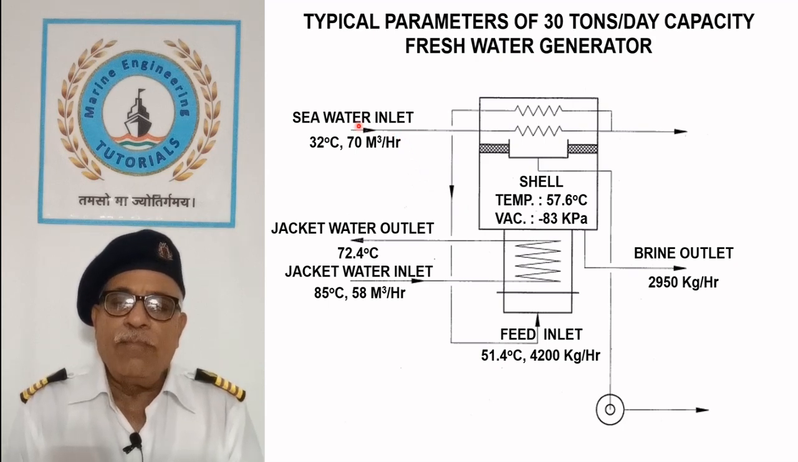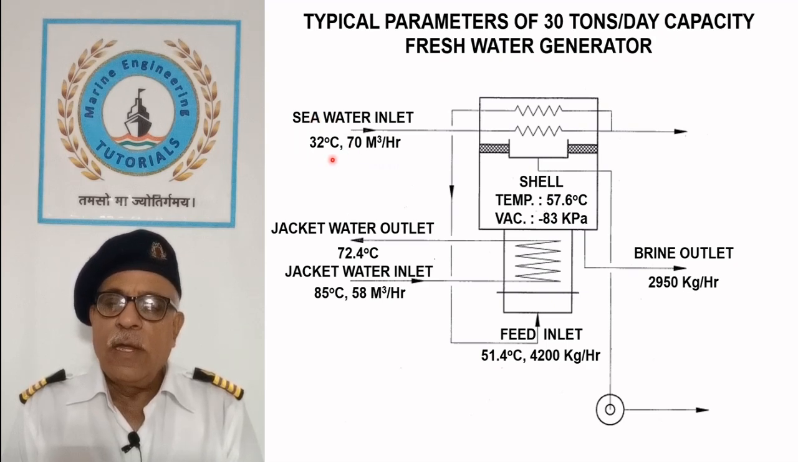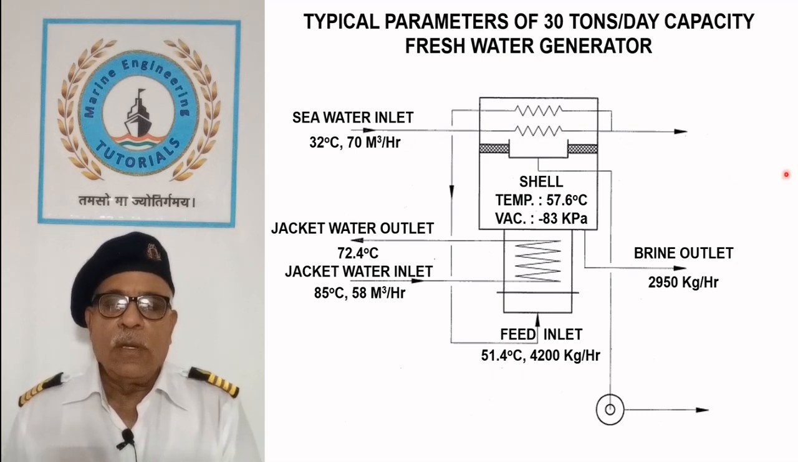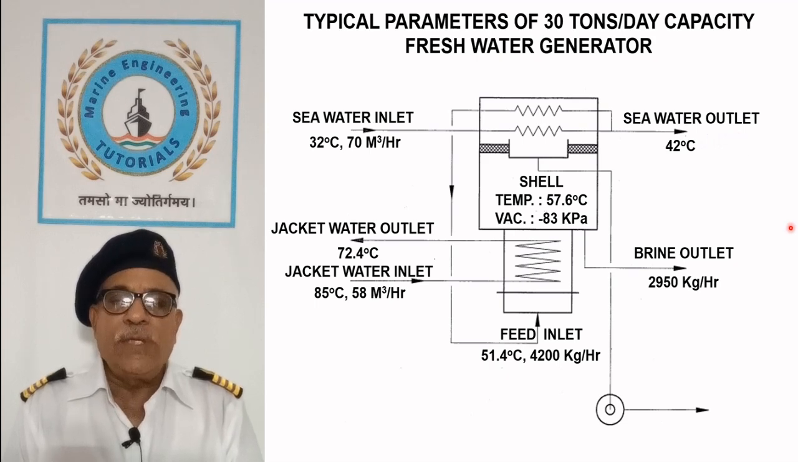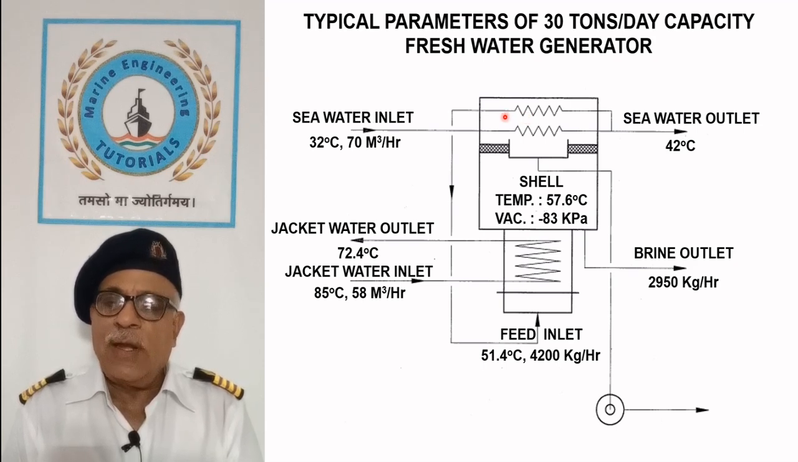70 meter cube per hour of seawater at temperature of 32 degrees Celsius is supplied to the condenser for condensation of steam. Seawater at temperature of 42 degrees Celsius is discharged from the condenser. Part of the seawater, which is usually 3 to 4 times of the desired output, is taken out from the condenser outlet, reheated in the shell, and supplied as feed water to the evaporator.